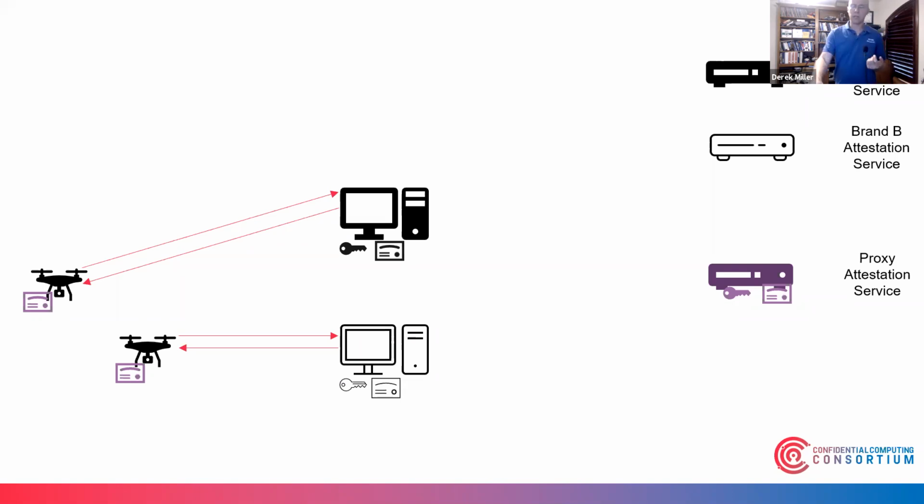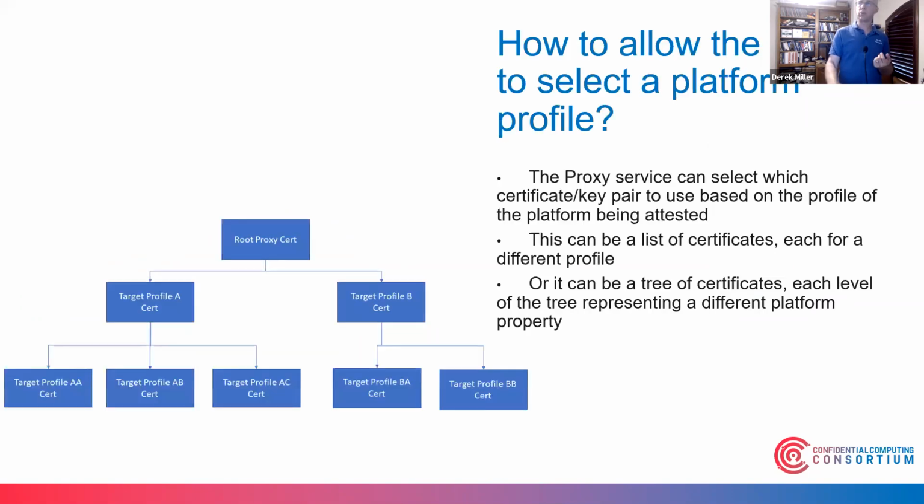So the issue of policy enforcement brings up a different question. How do we allow the client to select a platform profile? For example, the client only trusts SGX systems, or the client only trusts Nitro systems. In that situation, and I'm still working on the code for this right now.